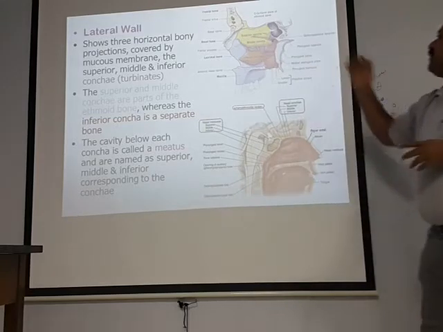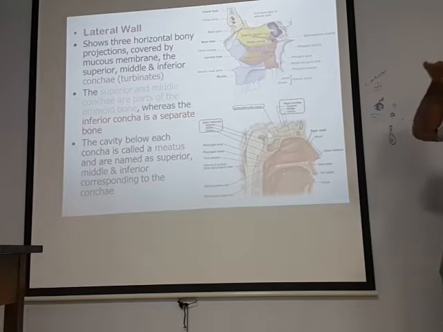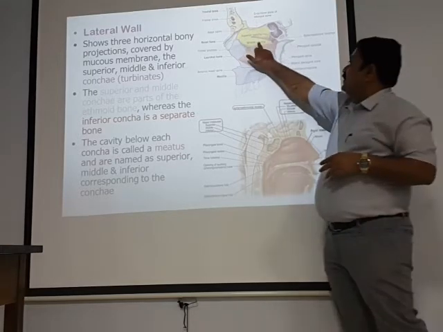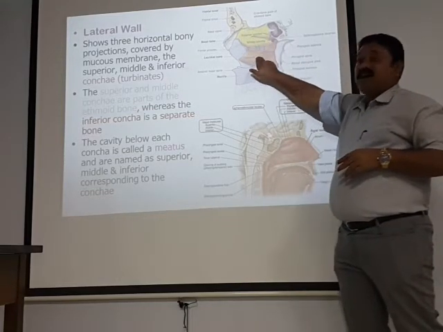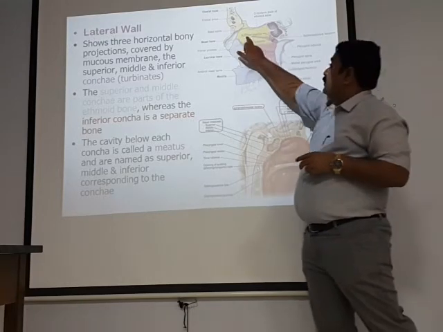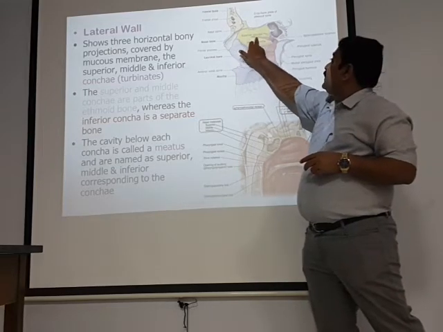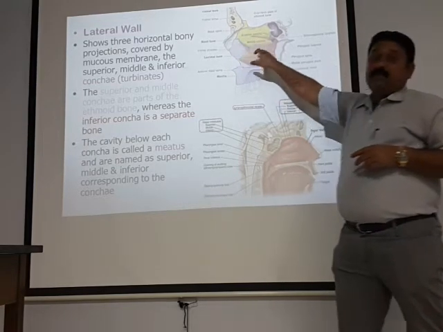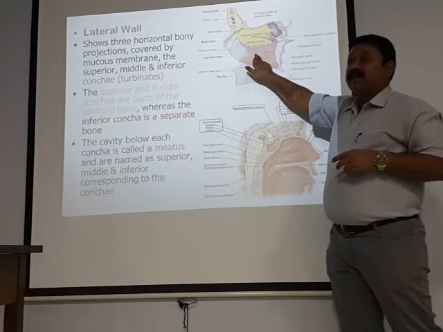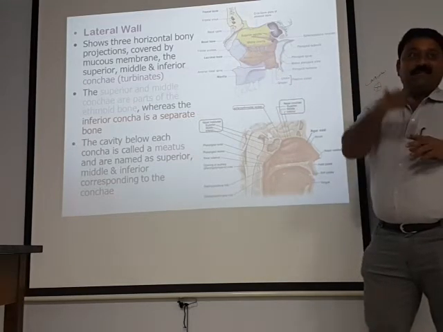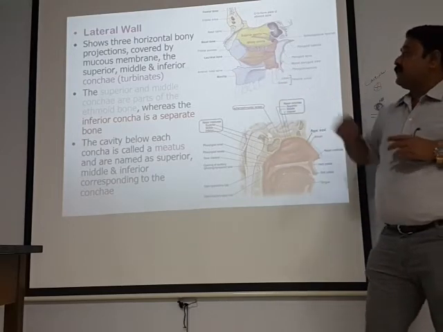It shows three horizontal bony projections, or shelf-like projections, from the lateral wall. So these are the shelf-like structures in the lateral wall. These are called the conchae: superior, middle and inferior conchae. The superior and middle conchae are from the ethmoid bone, whereas the inferior concha is a separate bone. So this is about the concha.